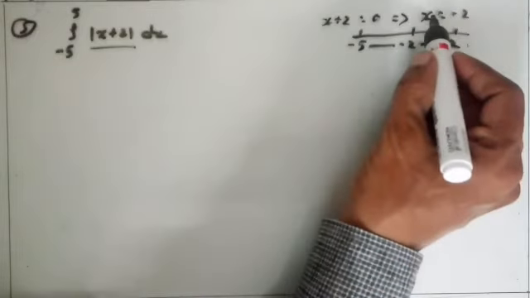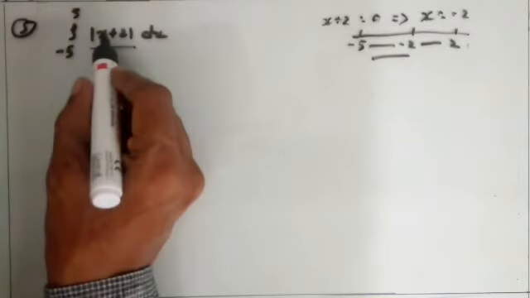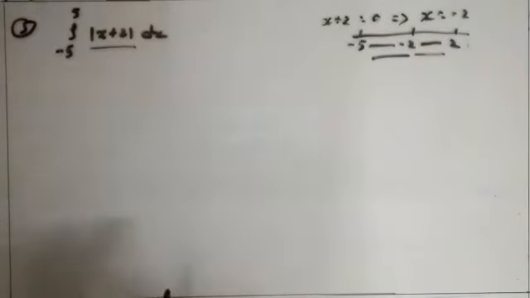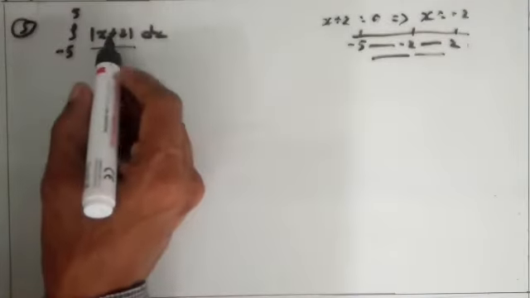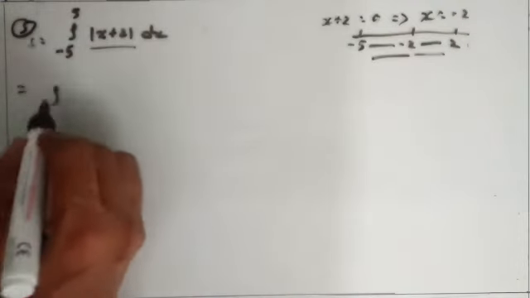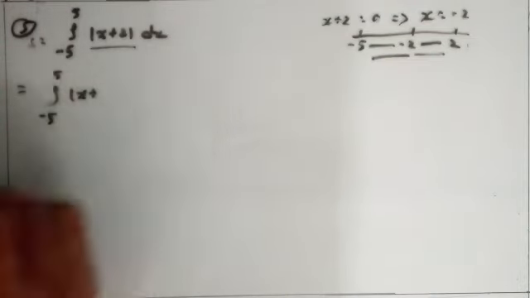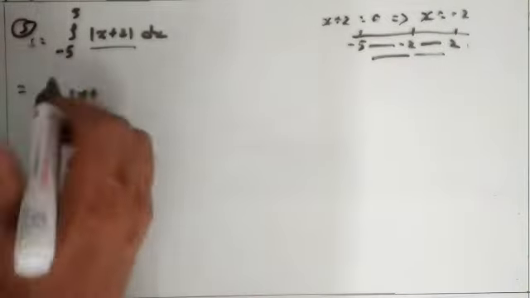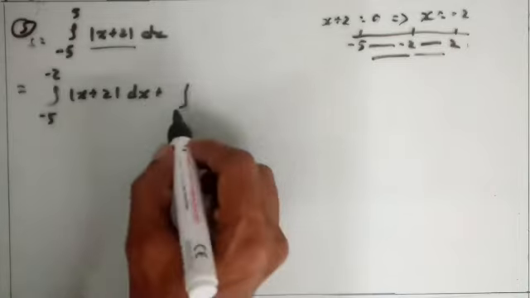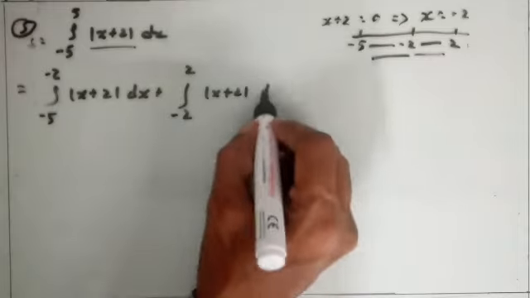Clear? Because for x less than minus 2, x plus 2 becomes negative, and for x greater than minus 2, it becomes positive. Okay? So this integration becomes minus 5 to 5 mod of x plus 2 is equal to minus 5 to minus 2 plus minus 2 to 5 mod of x plus 2 dx.